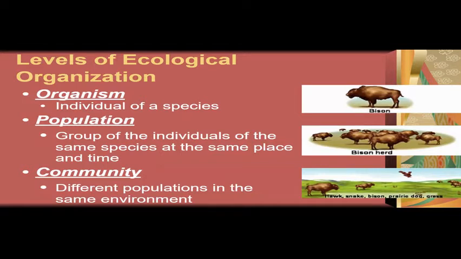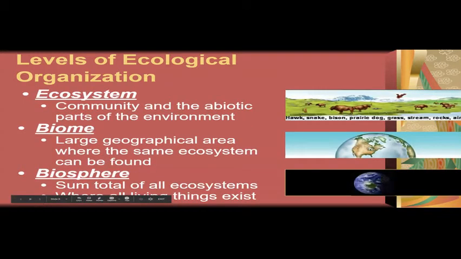Getting a little bit bigger, we have a community. Community is different populations that live in the same environment. An ecosystem is the community of all those different populations and the abiotic parts of the environment. A biome is a large geographical area where the same ecosystem can be found. And then the biosphere is the sum total of all ecosystems, and it's where all living things exist.